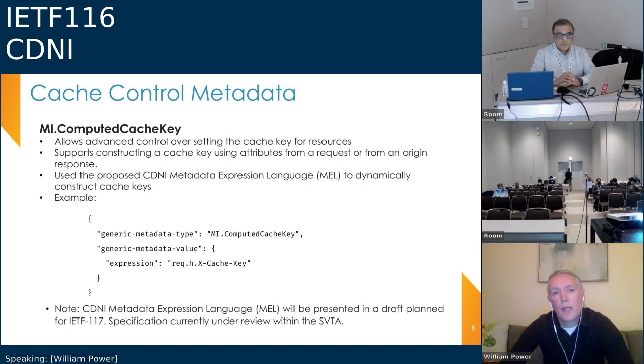Next one down. So MI computed cache key. This is a generic metadata object that will allow us to handle more sophisticated or complex caching cases. And in this case, you're able to set up the computed cache key to be based on an expression. And as you can see in the note below, the expression is out of scope for this particular draft and will be handled as part of the CDNI metadata expression language targeted for IETF 117.